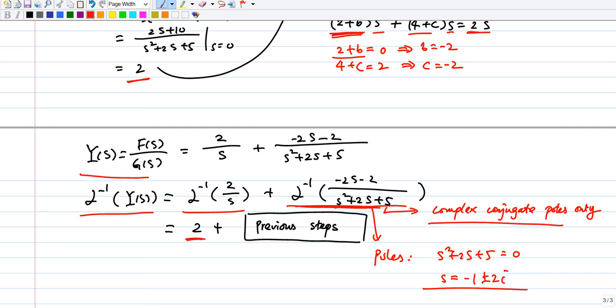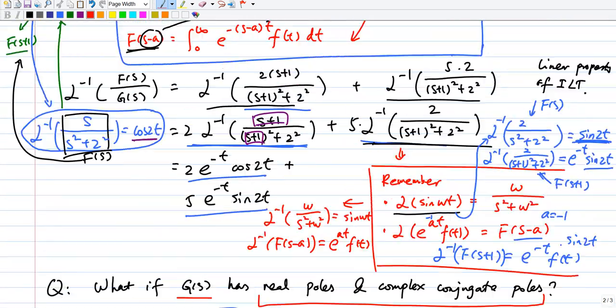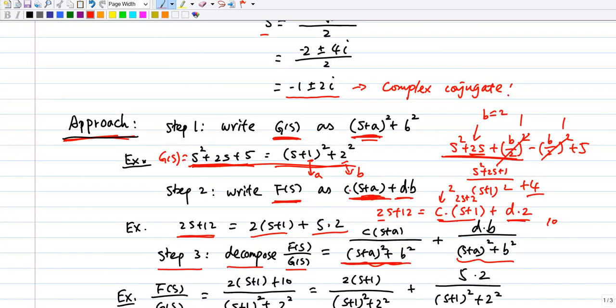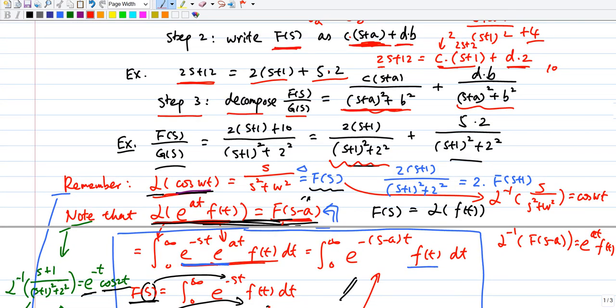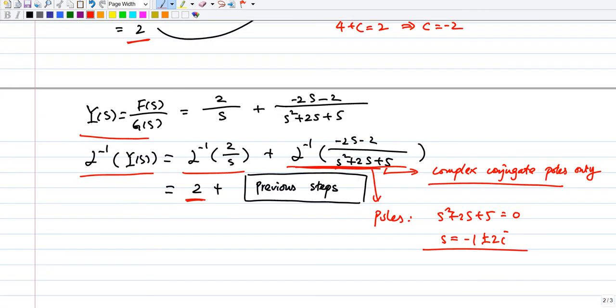So just follow the previous steps I mentioned over here: step 1, step 2, step 3, and you want to use these two properties over here. Try to figure out this inverse Laplace transform. Basically, you should have cosine and sine somehow like this. You probably have some e to the something t, e to the something t. Okay, follow the previous steps. You can figure it out. This way, you can address a general case when we have both real distinct poles and distinct complex conjugate poles.